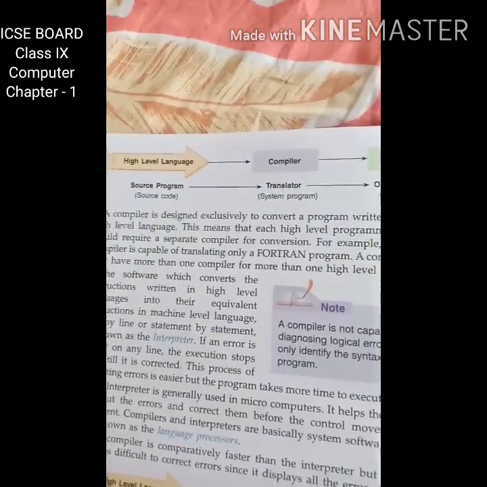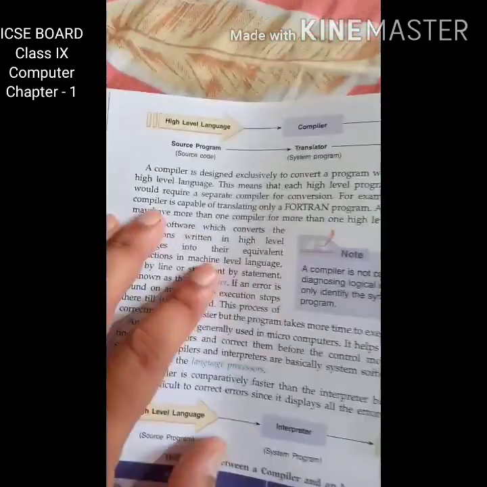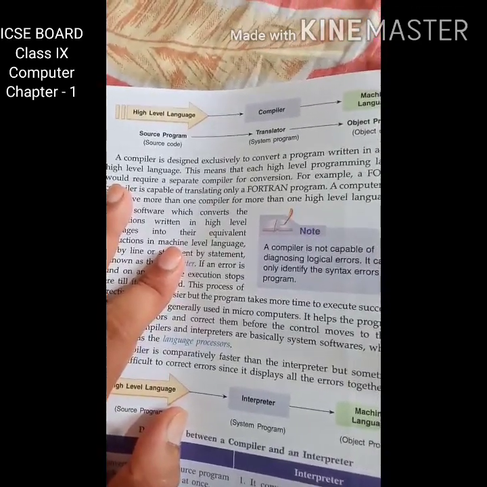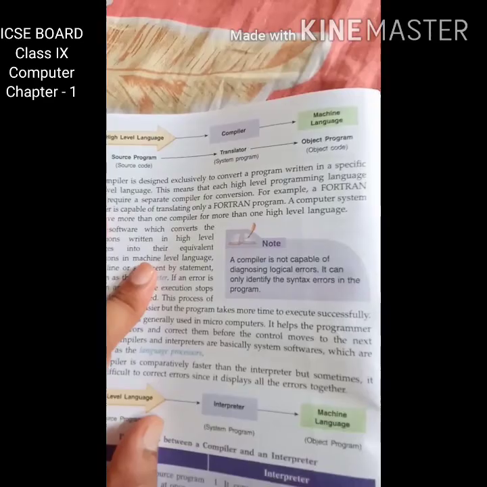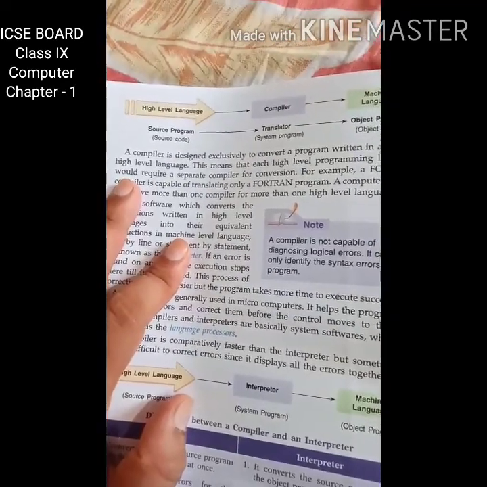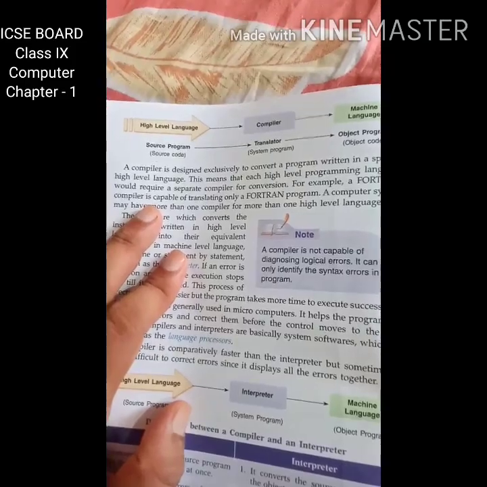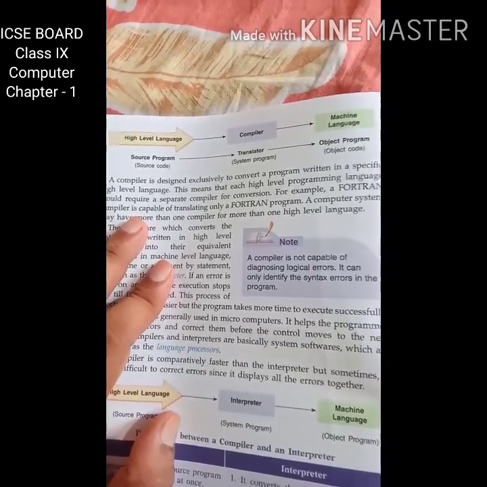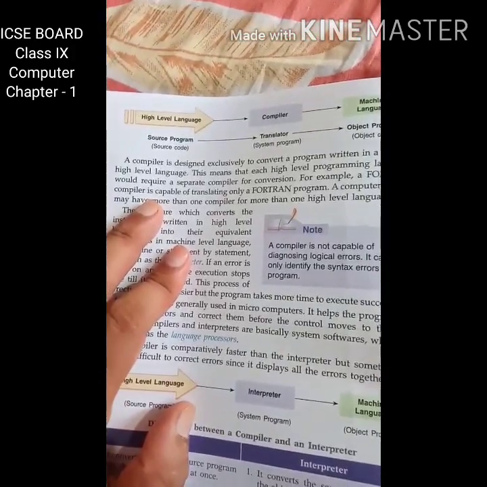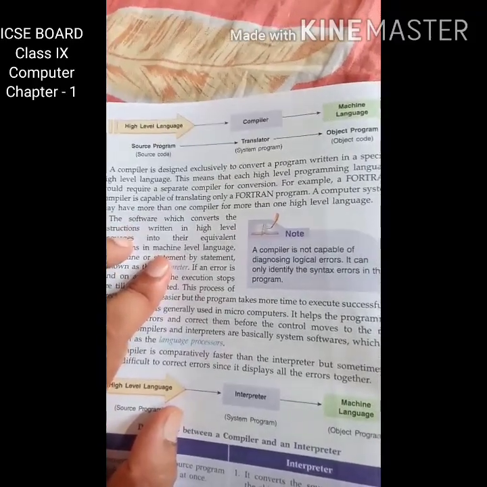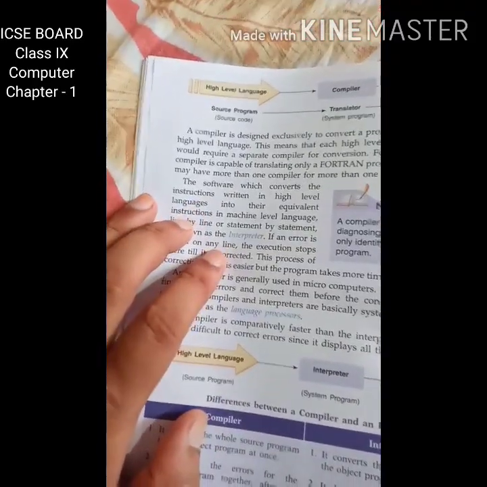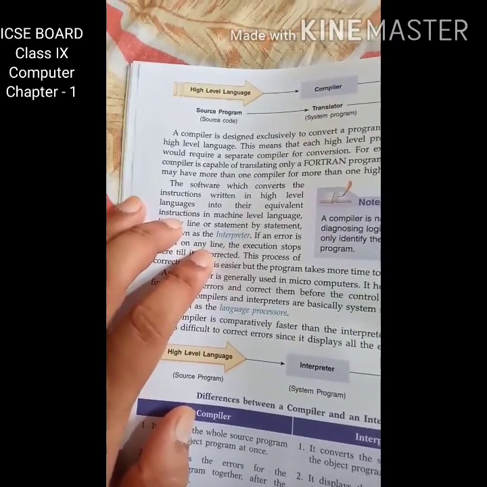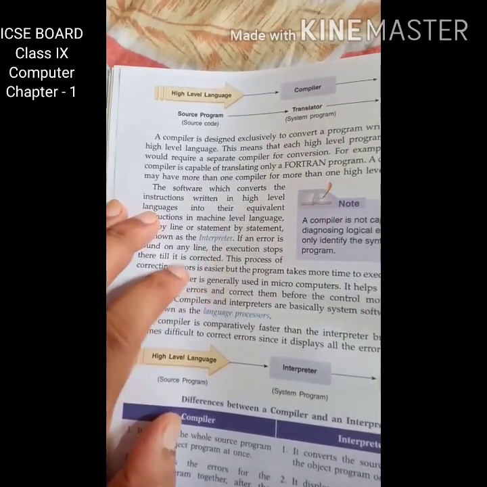So compiler is a translator which translates high level language into machine language. Okay, so student, a compiler is designed exclusively to convert a program written in a specific high level language. So for every language there is a compiler or interpreter. Like for Fortran, a separate compiler we use, and for C, C++, another compiler we use. Interpreter and compilers are two language translators.